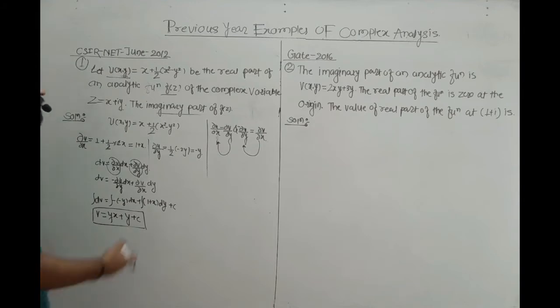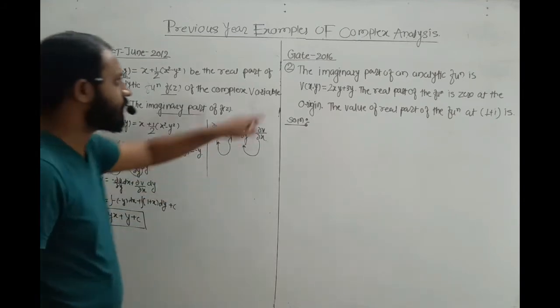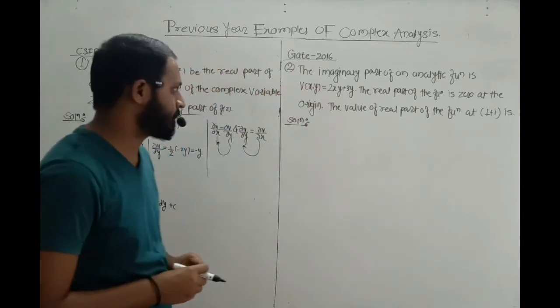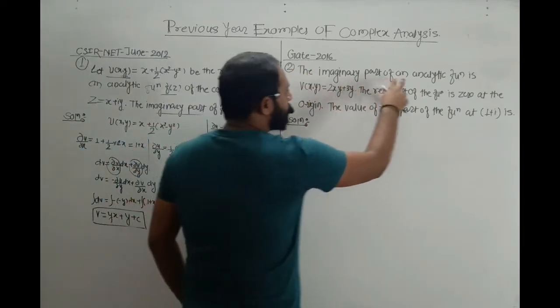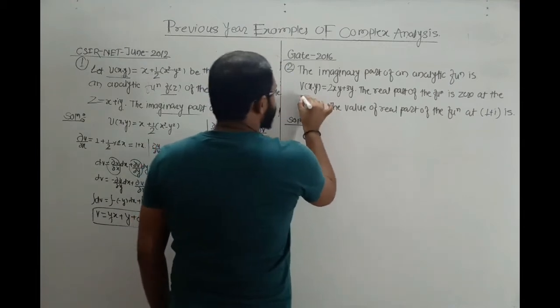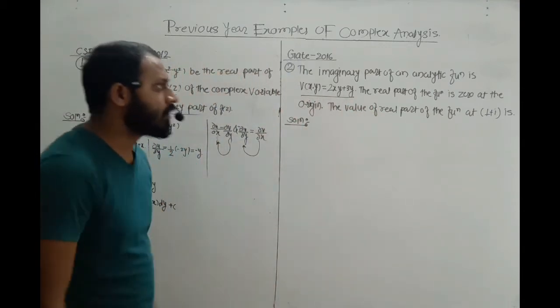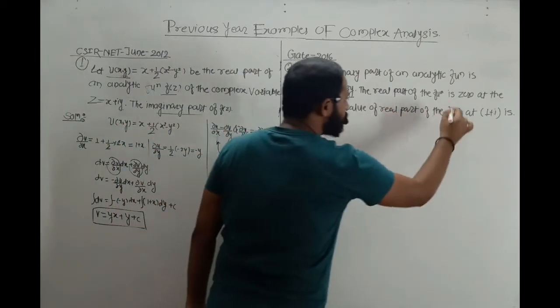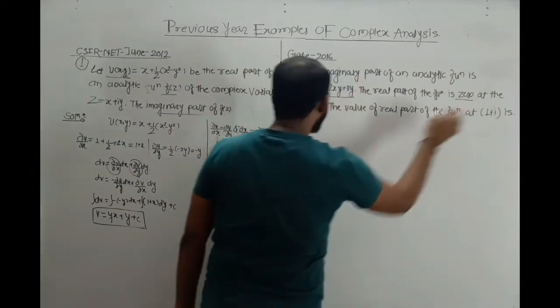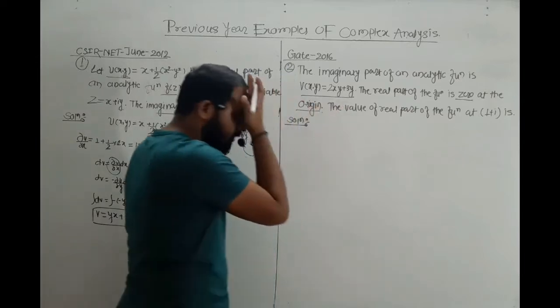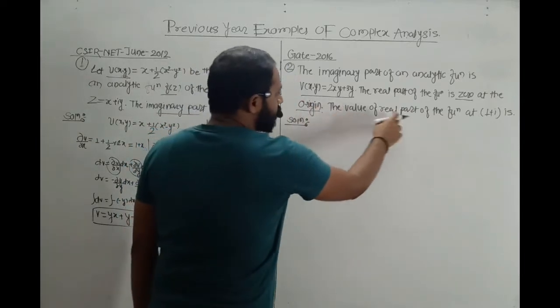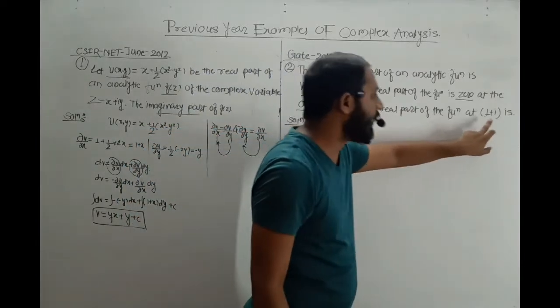आसान क्वेश्चन था भाई, कोई भी सॉल्व कर सकता है। अब देखिए सेकंड क्वेश्चन, which was asked in GATE 2016. The imaginary part of an analytic function is 2xy plus 3y. The real part of the function is 0 at the origin. Okay. The value of the real part of the function at this point.